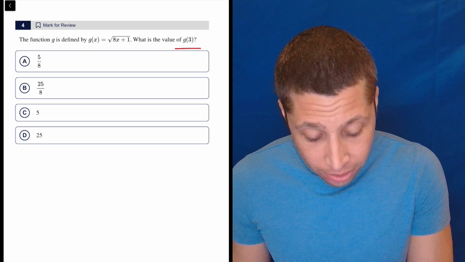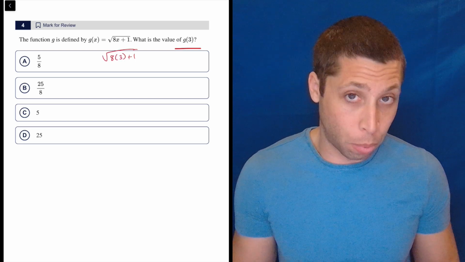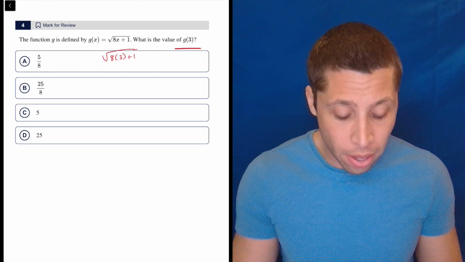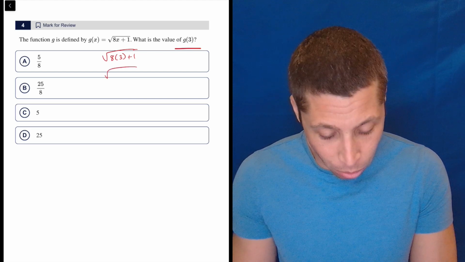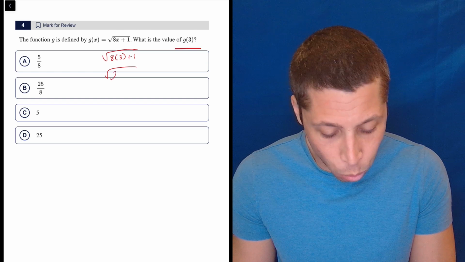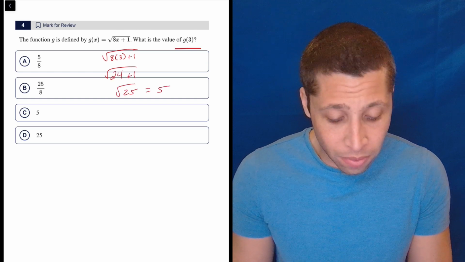This is the kind of thing that I would not really be doing on my scratch paper even. It's pretty basic mental math. But if that's not good for you, then that's fine. Show the work. It never hurts. So 8 times 3 is 24, plus 1 is radical 25, which is 5.